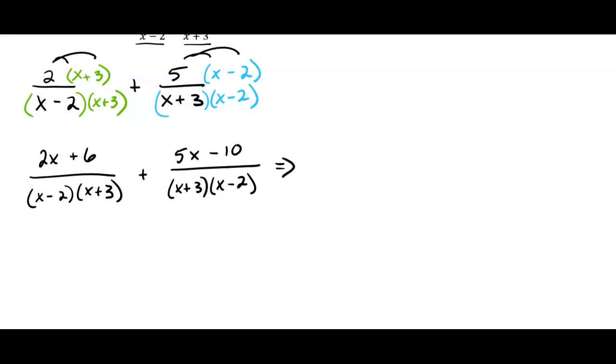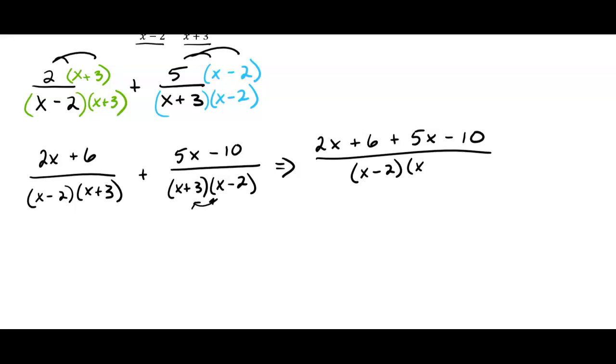And now I can combine the numerators because the denominators are the same. Now, you're thinking commutative property, you know, if you switched those around, it would look just like the first one. But multiplication is commutative, so we're okay. All right, so now I have a numerator of 2x plus 6 plus 5x minus 10 all over that denominator, x minus 2, x plus 3. That was the LCD. All right, now in the numerator, we're going to try to simplify. Combine like terms, 7x minus 4.